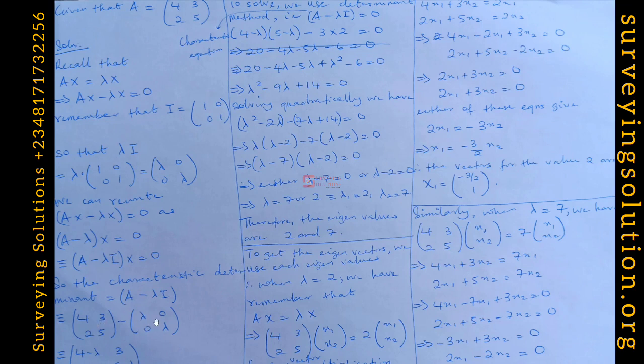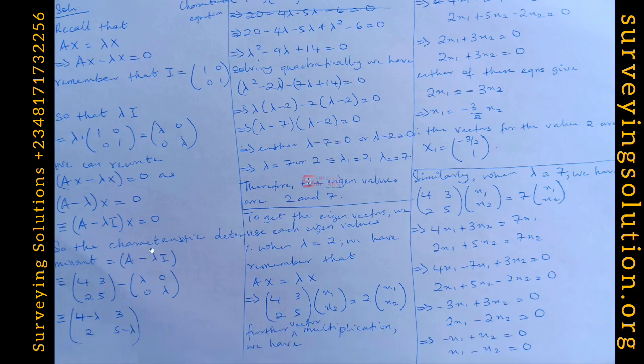So if we are to proceed further, we now have A, which is what? The question we have, minus lambda I, which is the product we already have here, right? Good. So 4 minus lambda will give you 4 minus lambda, because we don't know the value of lambda at the moment. 3 minus 0 is 3. Then 2 minus 0 will give you 2. Then 5 minus lambda will still give you what? 5 minus lambda.